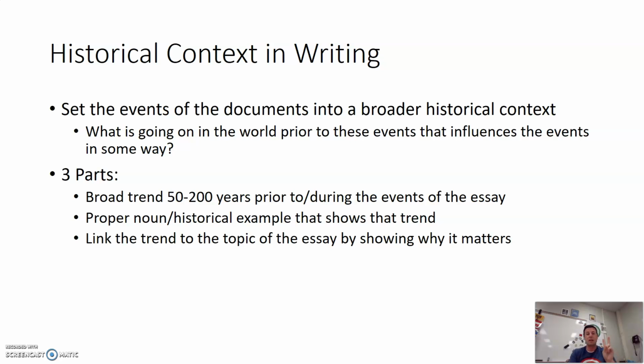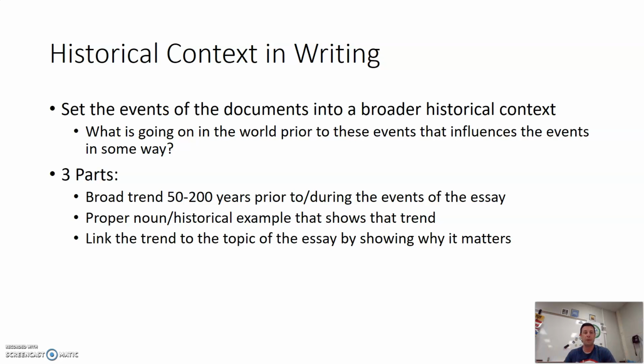Second thing that we need is a proper noun or historical example that shows that trend. So going back to what this really means is we want to be able to point to something in history and say, this happens right here. So I have my trend, but here's an example of what I'm talking about that happens right at that point in time. Maybe I use, in our previous example of the US Constitution and slavery, the 3/5 compromise in the US Constitution.